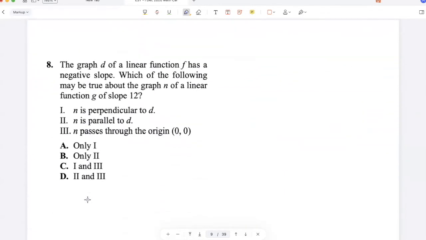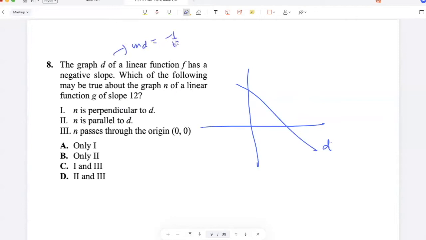The graph D of a linear function has a negative slope. Which of the following may be true about the graph N of a linear function G of slope 12? Okay, N is perpendicular to D. So let's say that this is D with a negative slope. And yeah, for sure. Because for these to be perpendicular, D should have a slope of minus 1 by 12, right?